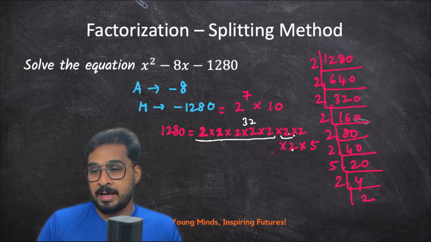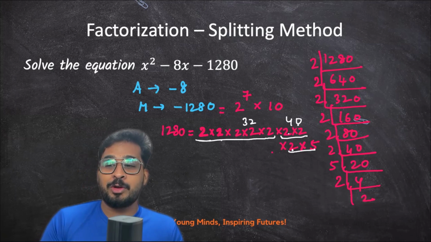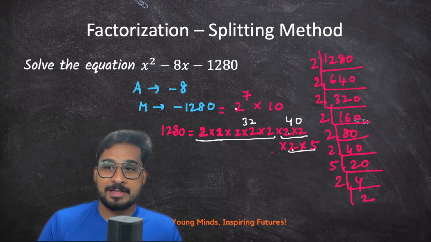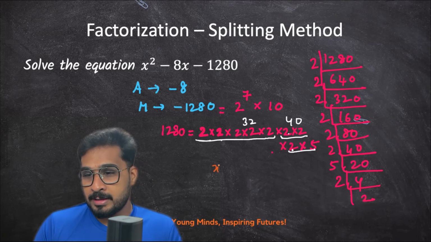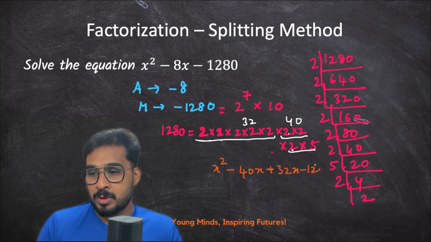Yes. We can take the remaining. I can take 32 and 40. You check again, 32 into 40 will be 1280. So yes, I got my factors 32 and 40. So the equation will become x square minus 40x plus 32x minus 1280.